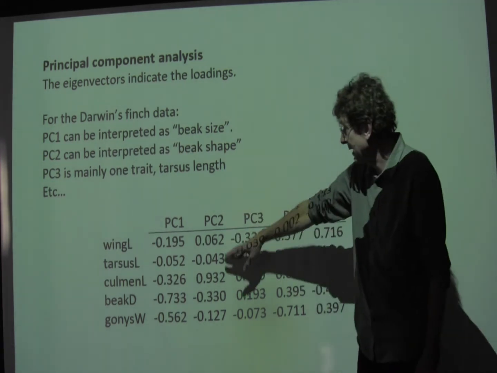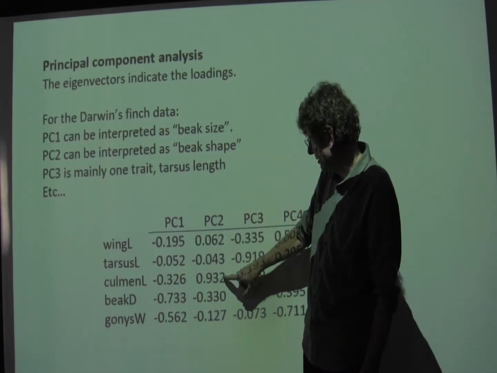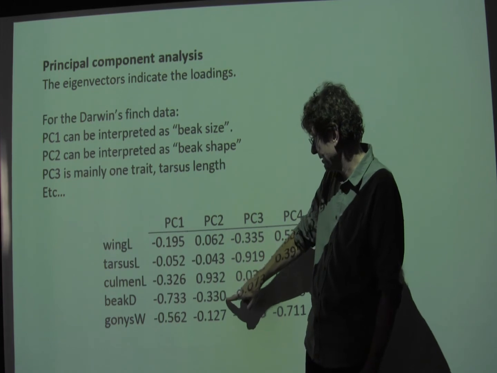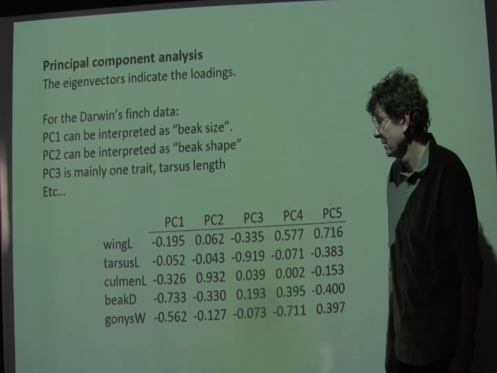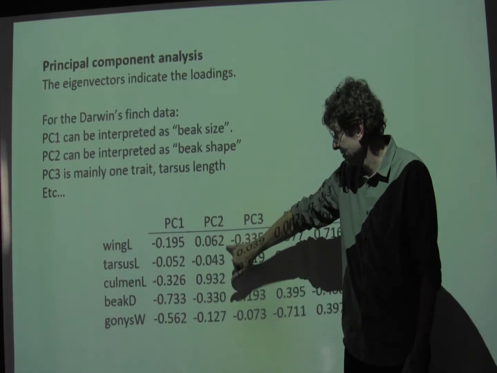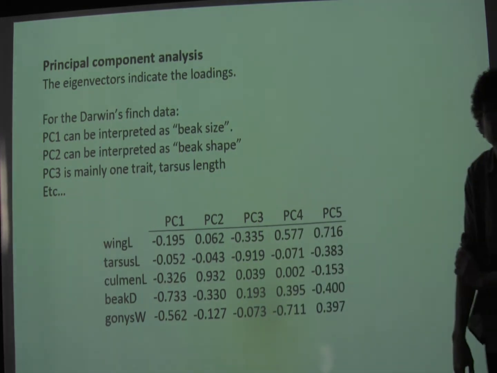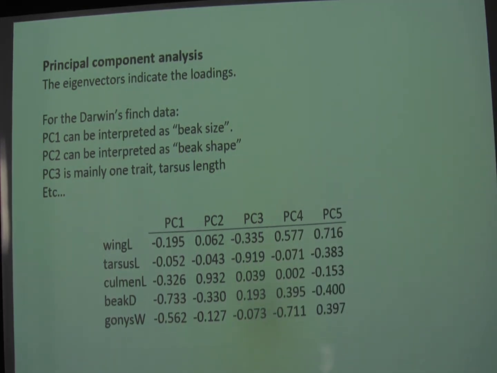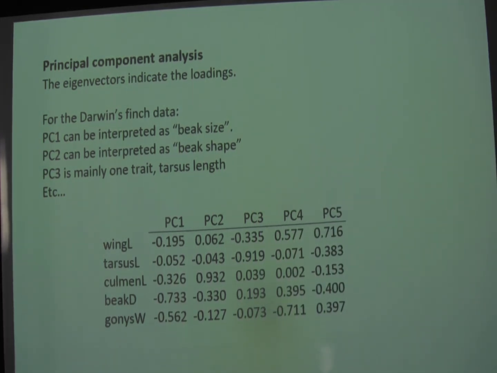And PC2, again in this case, is shape. So especially the length relative to the depth of the beak. Whereas these other measurements don't contribute very much. It's mostly beak shape, length and depth.